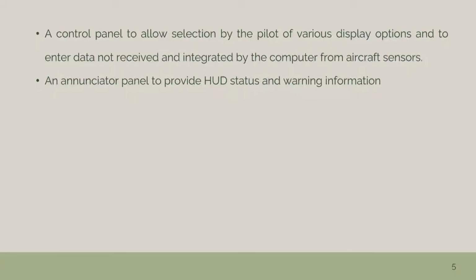A control panel allows the pilots to select various display options and to enter data not received and integrated by the computer from aircraft sensors. An annunciator panel provides HUD status and warning information. Refer to the image below.